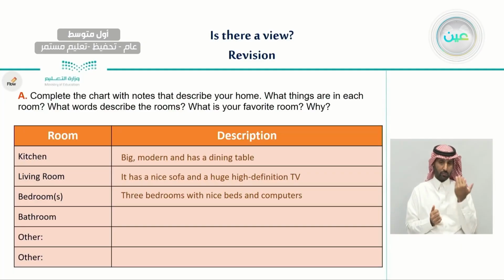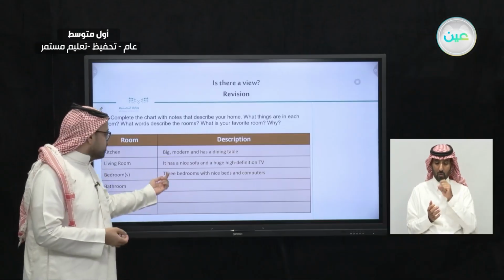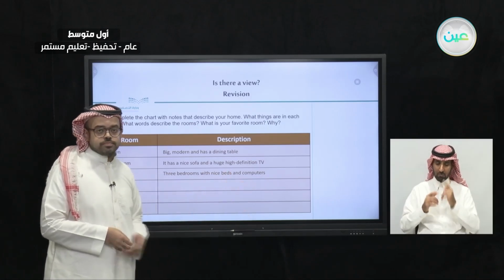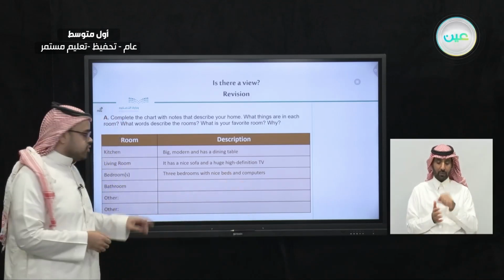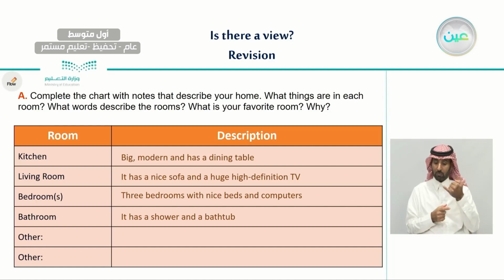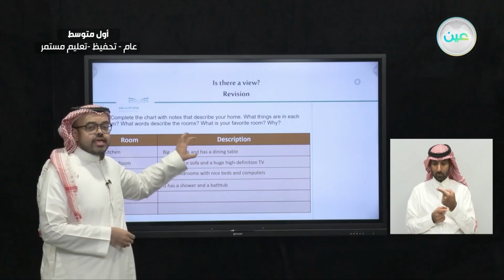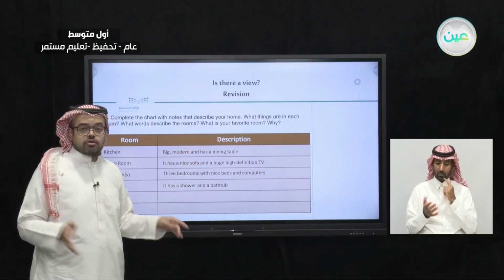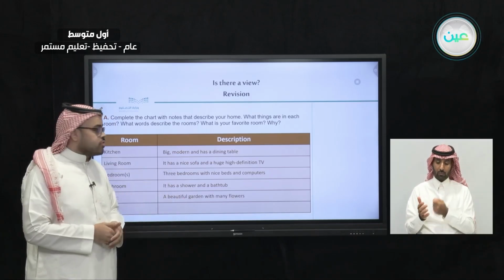We also talked about bedrooms. For example, one of the descriptions we used for the bedrooms in our house was that we have 3 bedrooms with nice beds and computers. And with the bathroom, we said that it has a shower and a bathtub. I also asked you to take these notes and try to put them in a full paragraph, as we did at the end of the writing lesson.